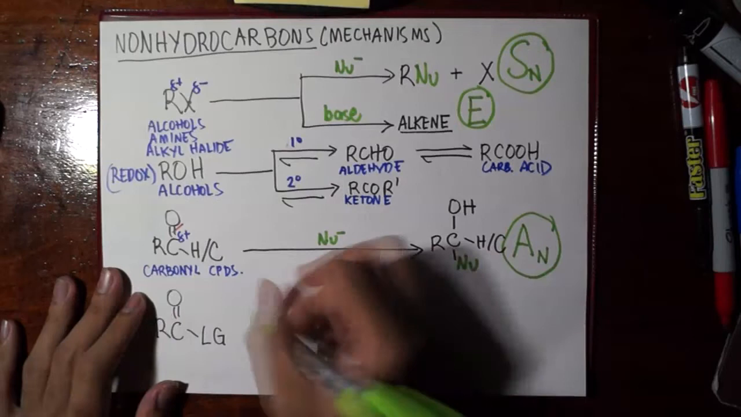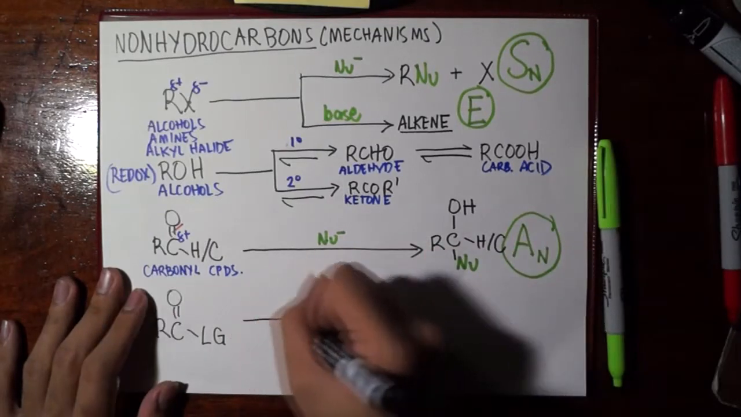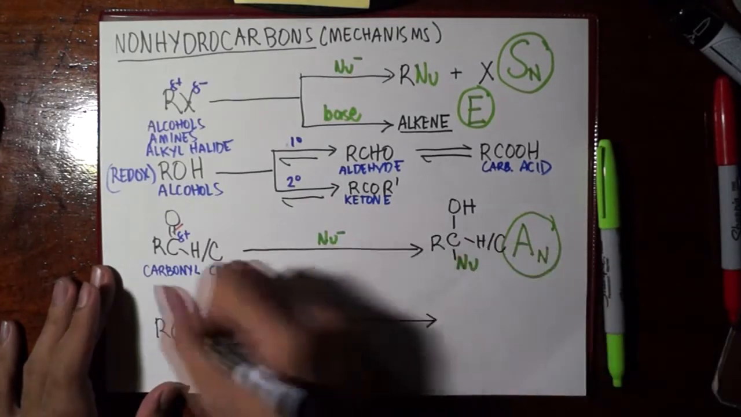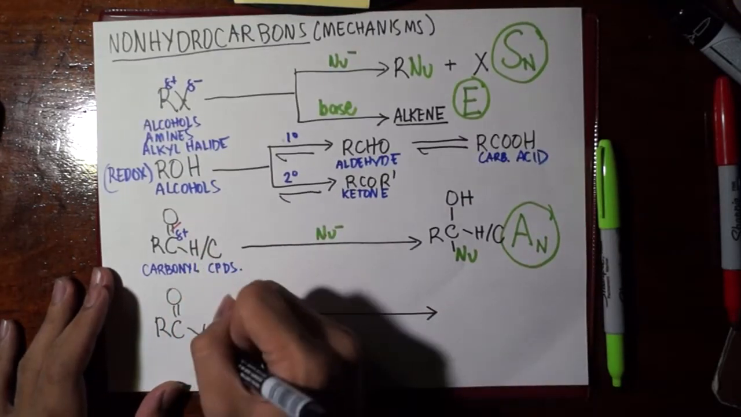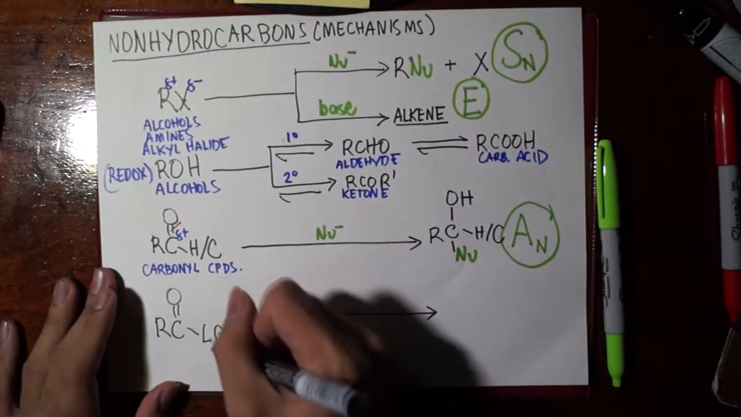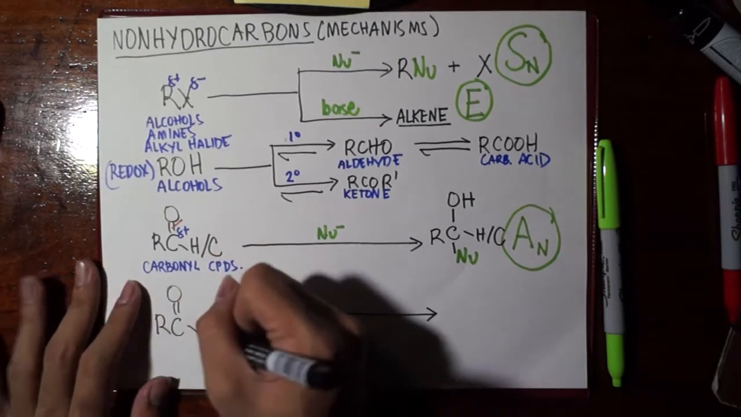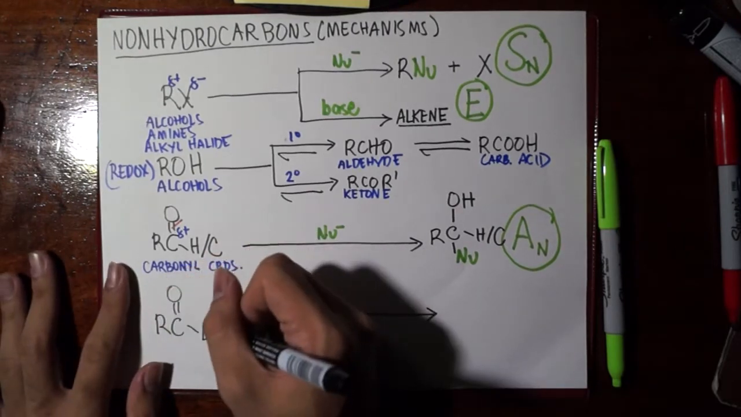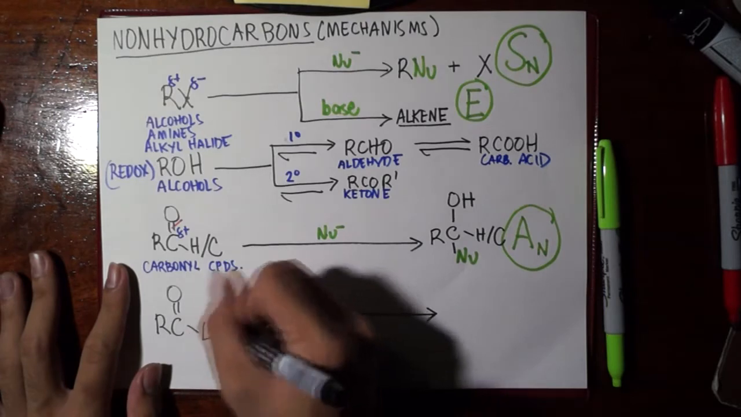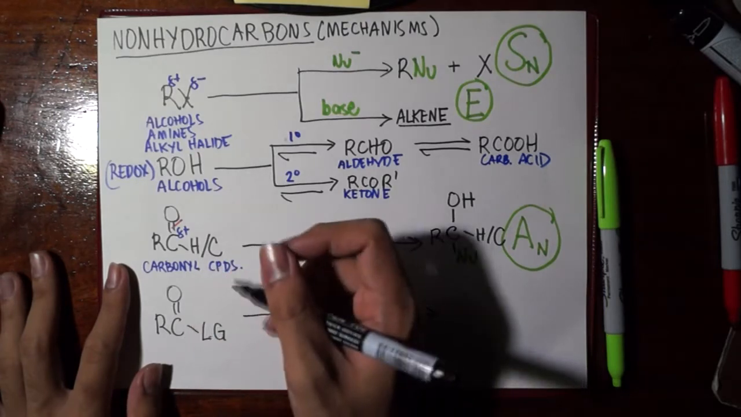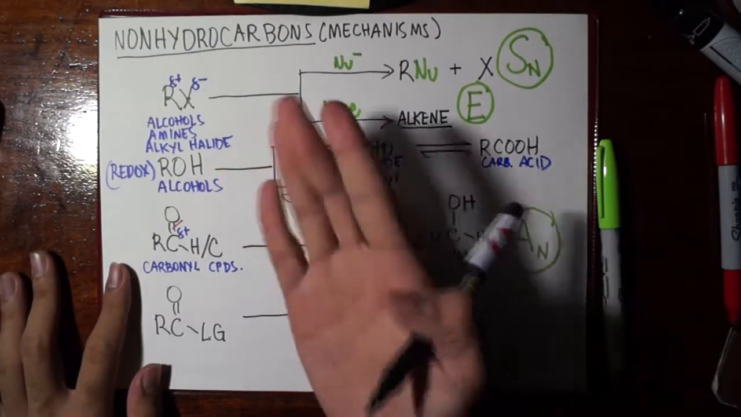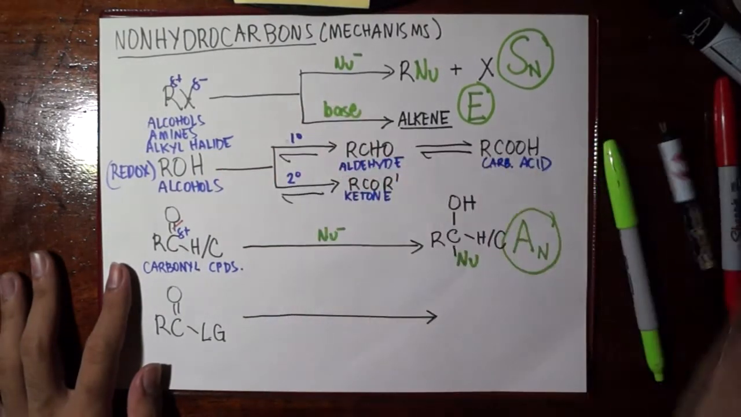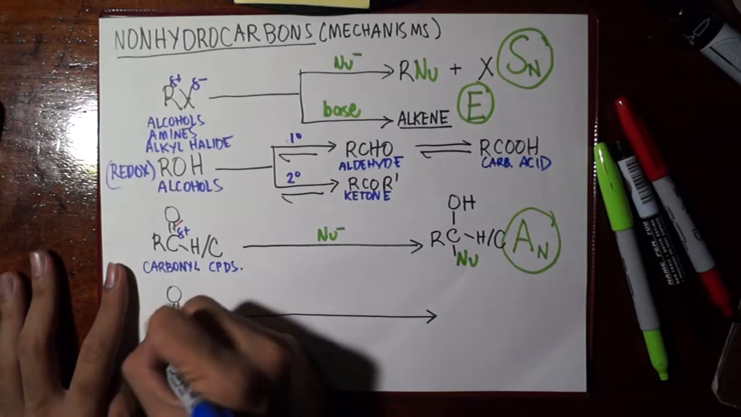Now, finally, when you have here RC double bond O, a leaving group, the leaving group can be OH, it could be X, it could be an acyl group, an alkoxy group, or an amino group. Remember, those are the substituents respectively for acid halides, anhydrides, carboxylic acids, esters, and amides. So here I'm talking about carboxylic acids and their derivatives.